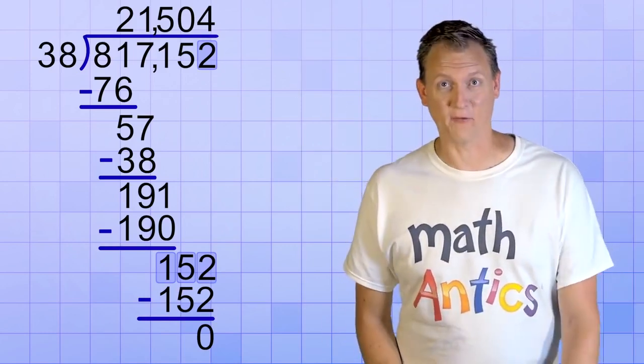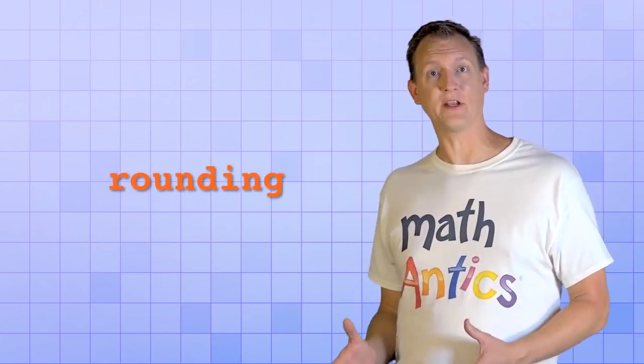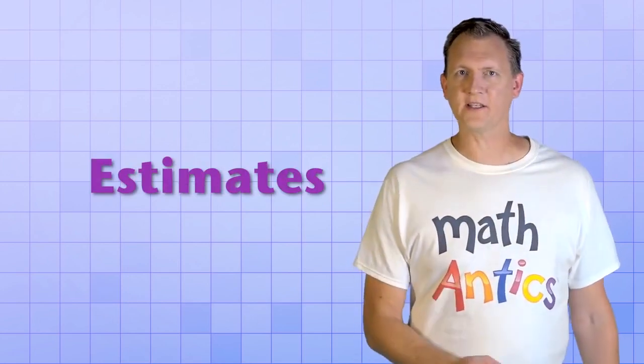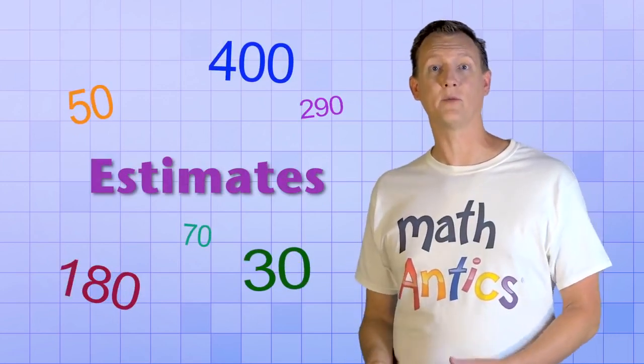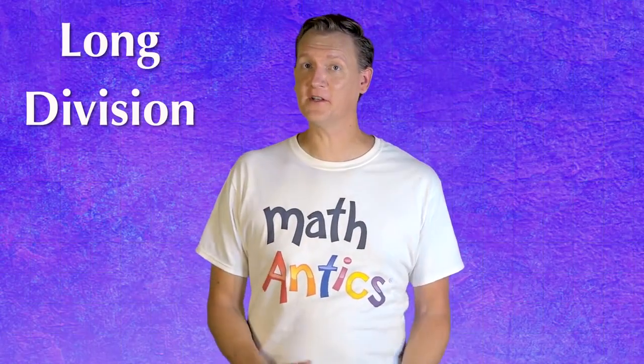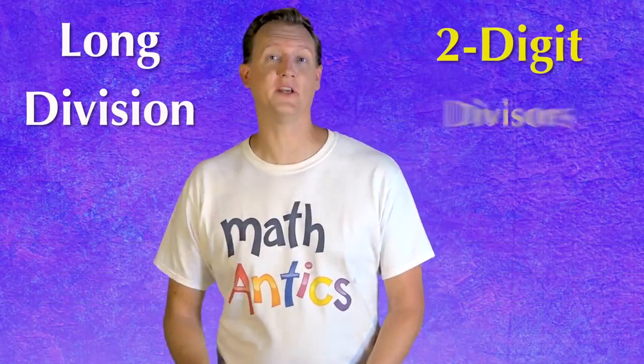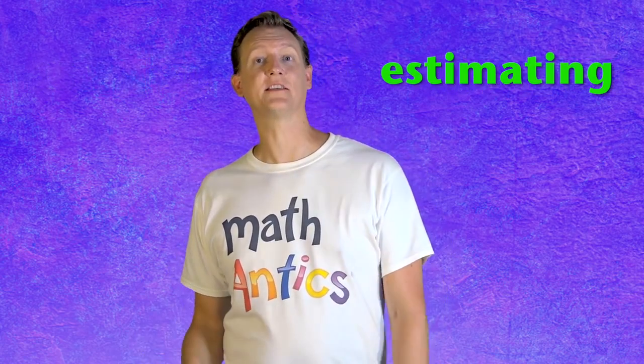Wow, that was a lot of work. But did you see how much rounding helped us out? We made good estimates each time by rounding the numbers we were working with. All right, now you know that the long division procedure works the same for 2-digit divisors. It's just that each division step will involve 2 or 3 digits of the dividend.